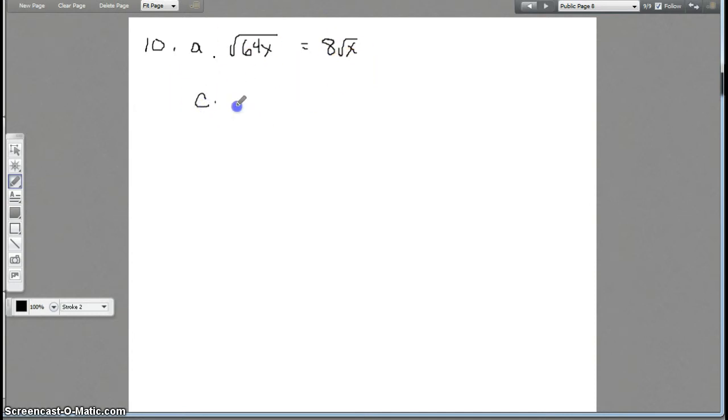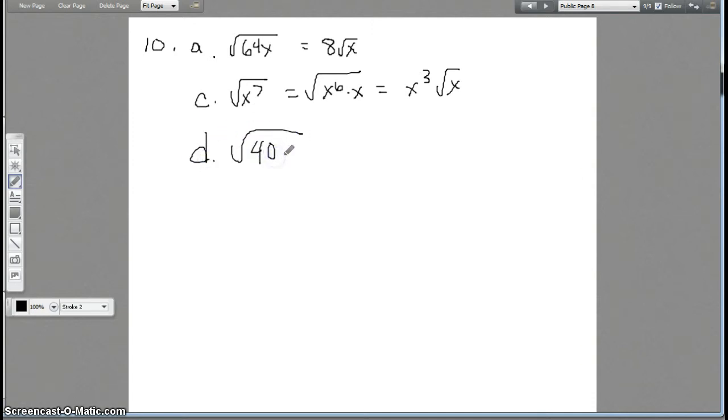Look at part C. We have the square root of x to the 7th. Remember that x to the 7th can be written as x to the 6th times x. The square root of x to the 6th is x cubed, and then we still have an x under the radical.